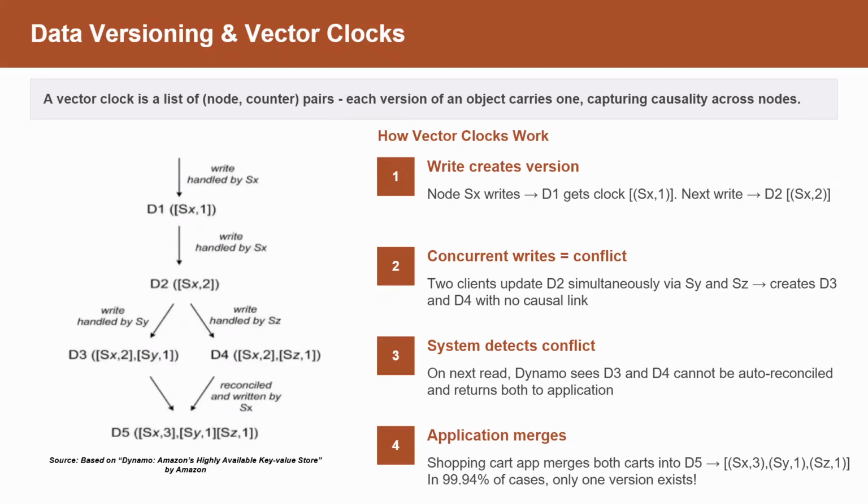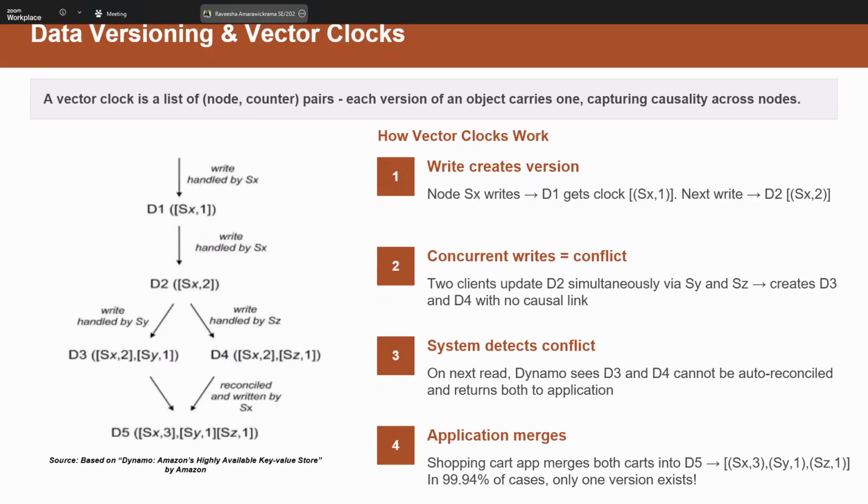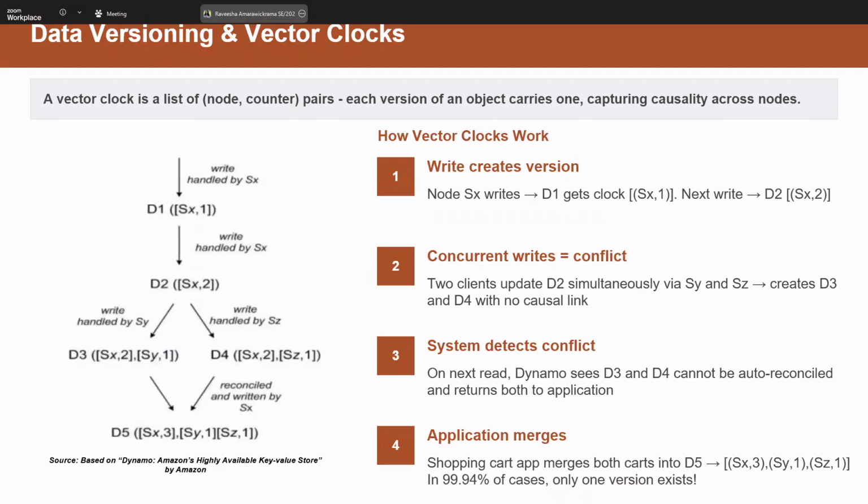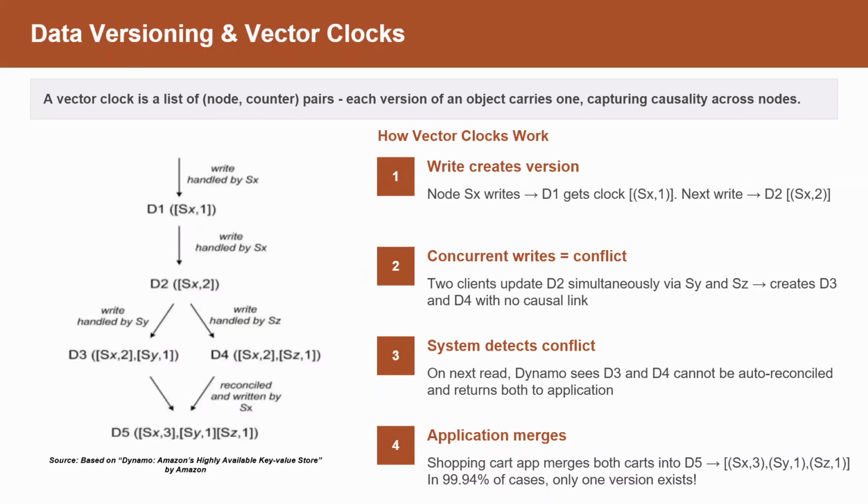A vector clock is a list of pairs that travels with every version of an object. Every time a node handles a write, it stamps the data with its identity and a counter, so we can track the full history of every piece of data. Let me walk through an example. In step 1, node SX writes and D1 gets the clock SX1. Next, write D2 with SX2.